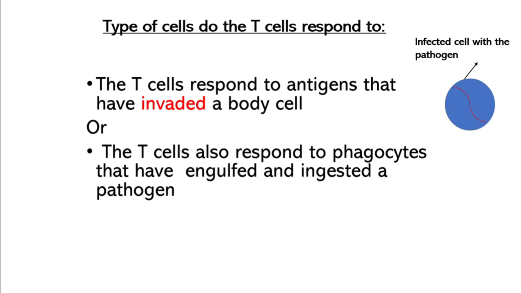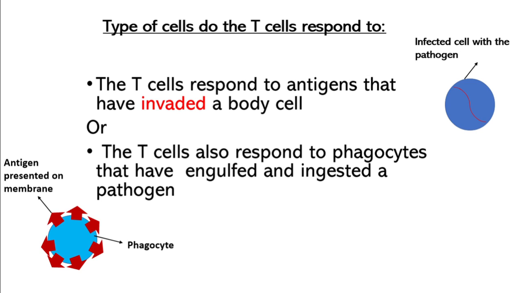Or we know that the T cells will respond to phagocytes that have engulfed and ingested a pathogen by phagocytosis, and it will then present the antigen on its cell membrane. So here we have our phagocyte, and it has engulfed the antigens, presenting it on its surface. And the T cell will now be responding to this in order to create a response.